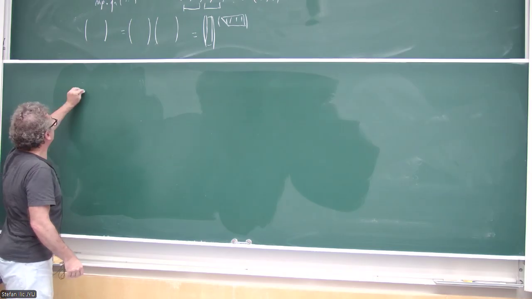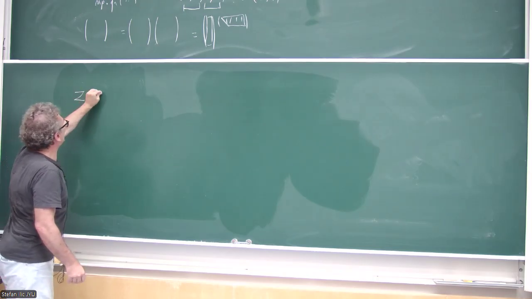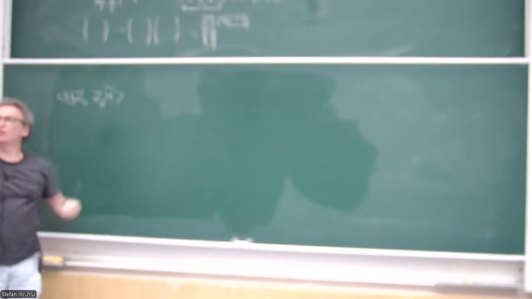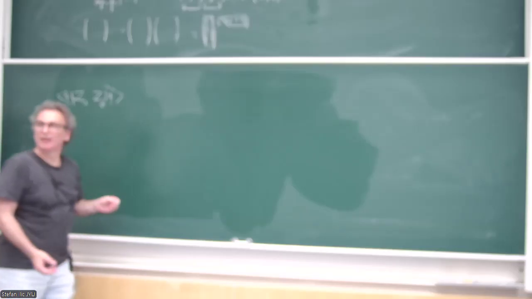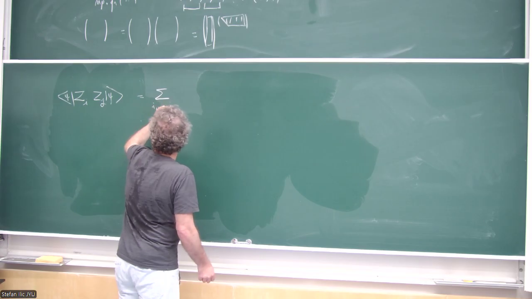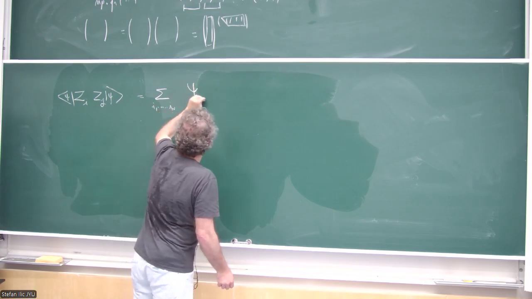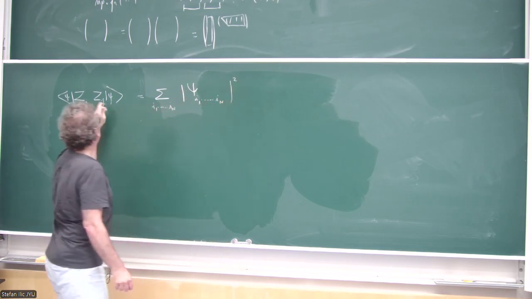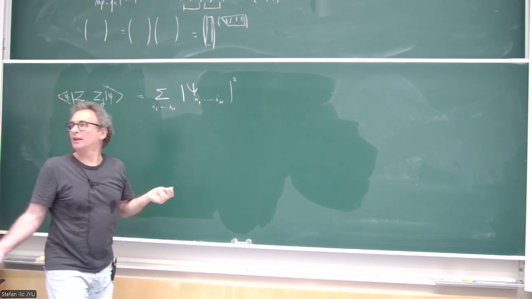So let's say we want to calculate the average of Z_i Z_j with psi. That's a correlator, for instance. Could be something else, but let's look at this. So that's essentially the sum over i1 ... iN of psi(i1, ..., iN) squared. And this one is actually a diagonal correlator.